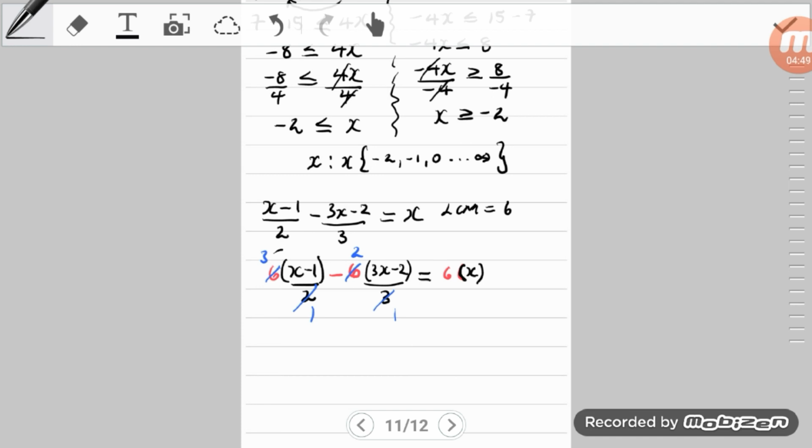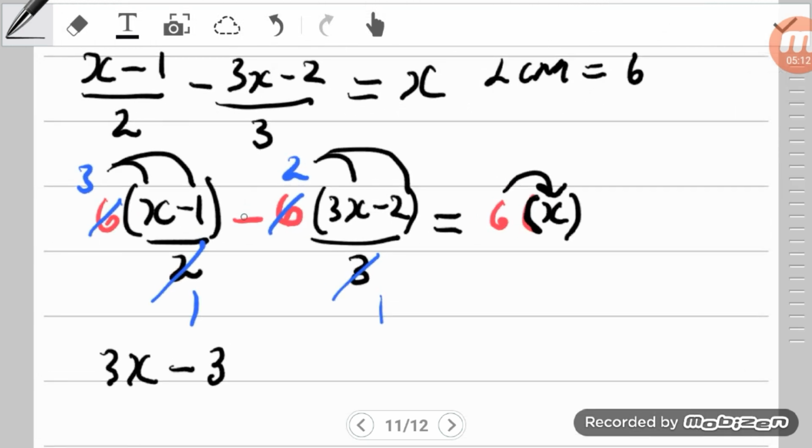So we can go ahead now and distribute the 3 here. And we can distribute the -2 here. And we can distribute the 6 here. Okay, so 3 will multiply x. We end up with 3x. And 3 is going to multiply -1. We end up with -3. Please note that this is a -2. If you look carefully, there's a minus sign there. So the -2 multiplies the 3x, gives us -6x. And the -2 is going to multiply the -2 again, and we end up with a +4.